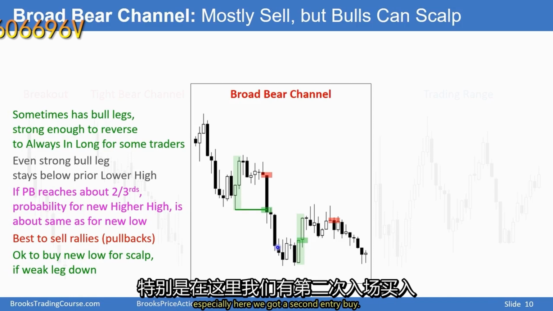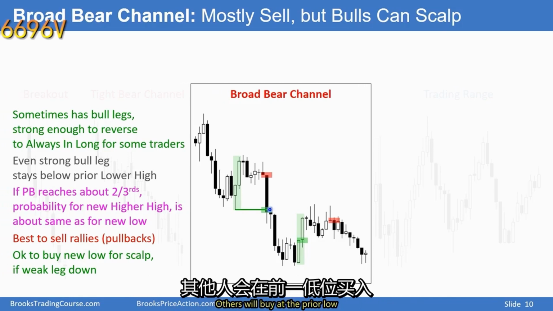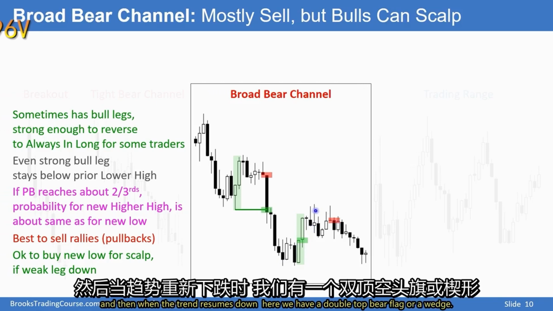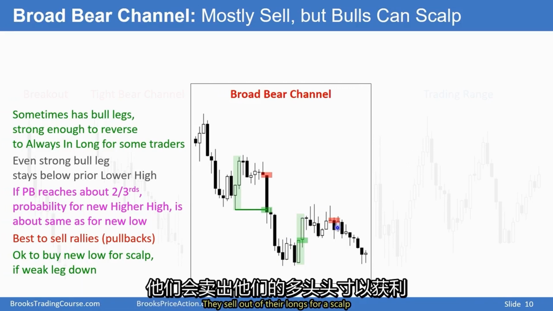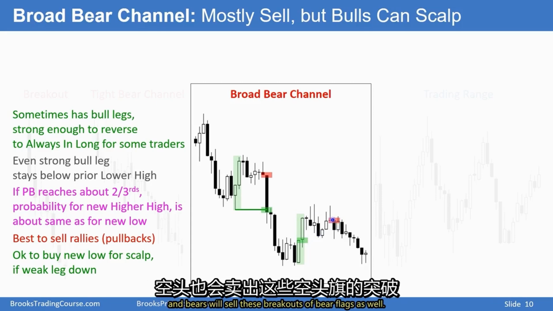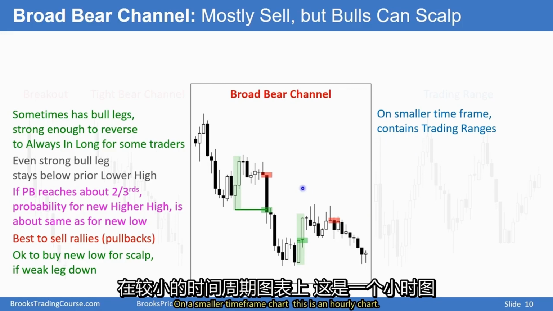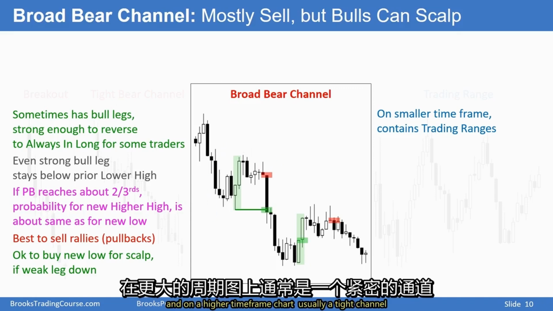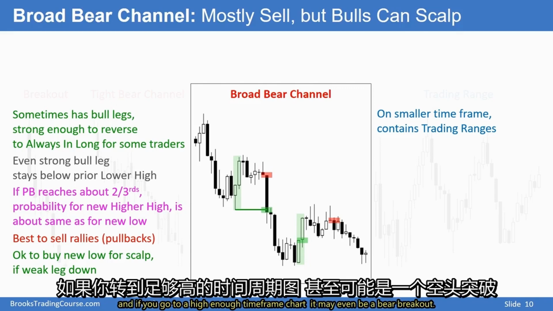Some bulls will buy reversals up, especially here we got a second entry buy. Others will buy at the prior low and buy more on the reversal up. And then when the trend resumes down, here we have a double top bear flag or a wedge. 1, 2, 3. They sell out of their longs for a scalp. And bears will sell these breakouts of bear flags as well. On a smaller time frame chart, this is an hourly chart, it will contain trading ranges. That would be a trading range, this would be a trading range. And on a higher time frame chart, usually a tight channel, and if you go to a high enough time frame chart, it may even be a bear breakout.